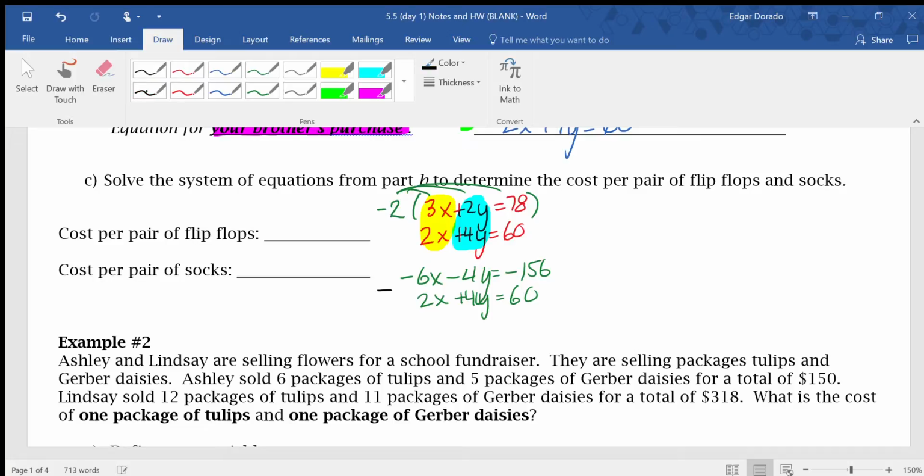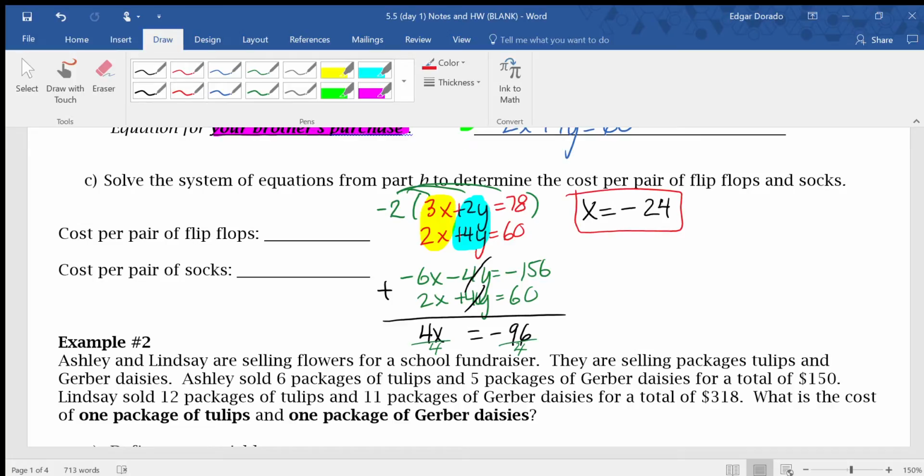Now I can go ahead and add here. Okay, so I'm going to add the two columns. So this would be a 4x. These two would cancel. And this would be a negative 96. Last step here is to divide by a 4. So what do we get? We would get x equals a negative 24, if I'm not mistaken. X equals a negative 24.